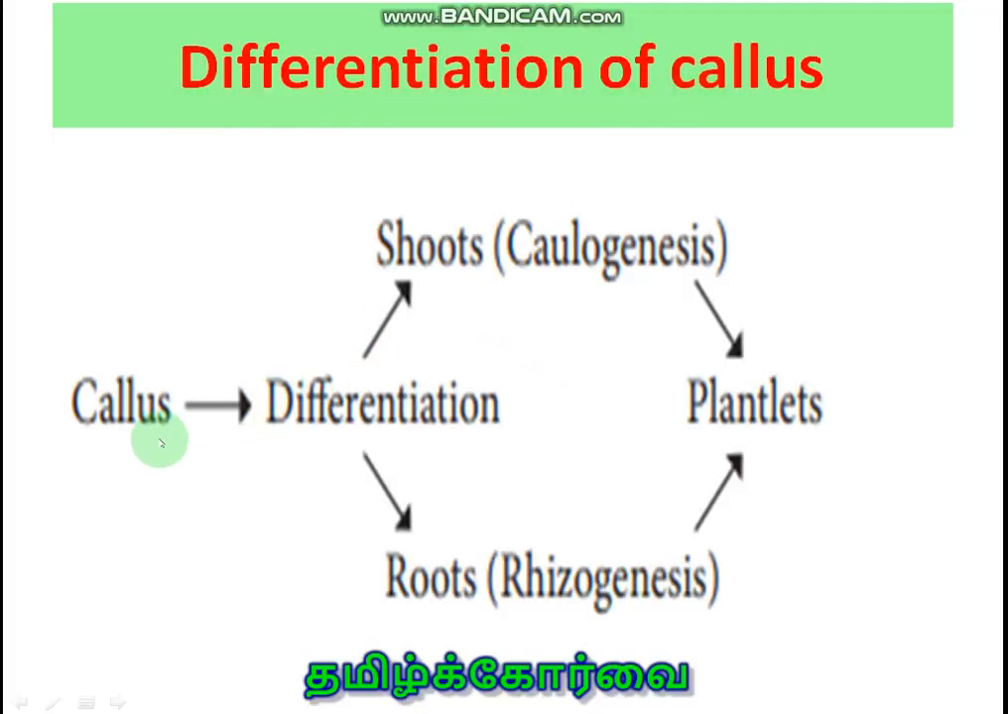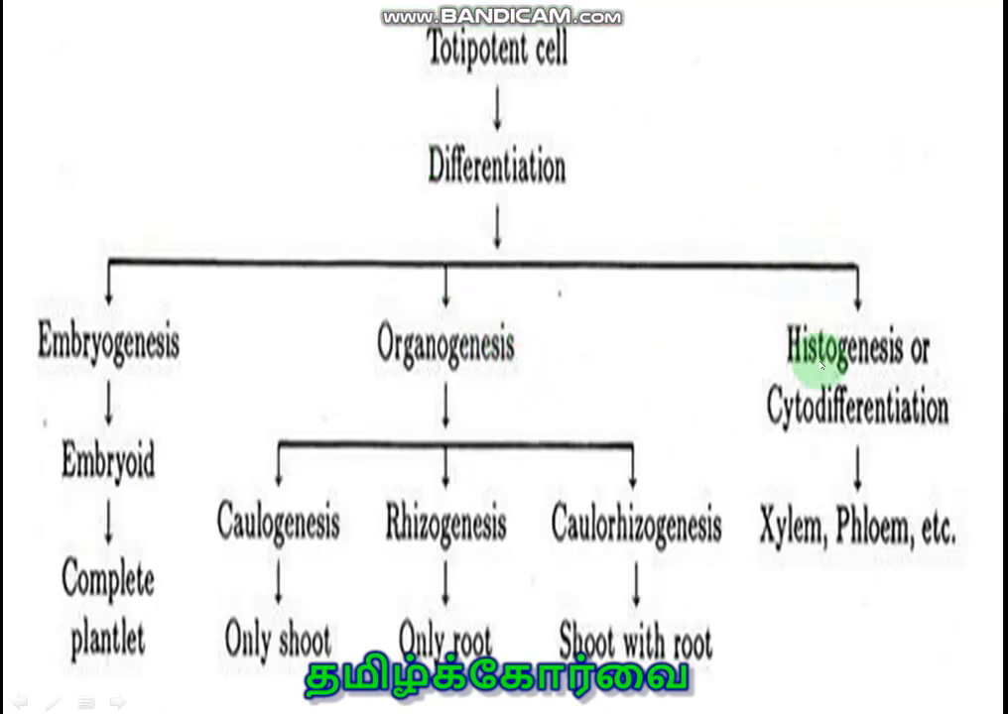Differentiation of callus. Callus can undergo differentiation. Either it becomes shoot, which is called caulogenesis, you see that spelling, or root, rhizogenesis. Both lead to the formation of plantlets. And this is the total ability of a plant cell, the totipotency nature. It can be converted into embryogenesis, embryoids, so a complete plantlet can be produced, or it can be converted through the process of organogenesis. It can produce only shoot, caulogenesis, or only root, rhizogenesis.